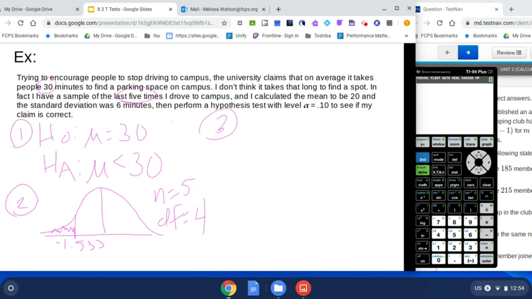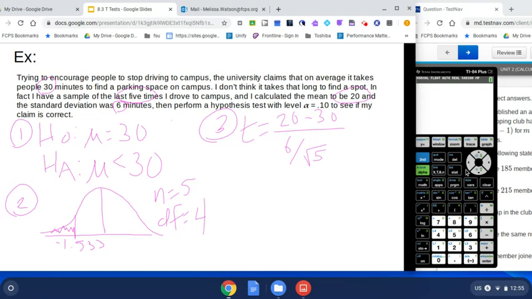Okay, step number 3, we're going to calculate the test statistic. It is going to be a t-test statistic instead of a z, but the formula is found in the exact same manner. So we take the sample mean, which was 20, subtract off the population mean, which was 30, that was used in our H0 and our Ha. We're going to divide that by the sample standard deviation, which was given as 6, over the square root of the sample size, which is 5.